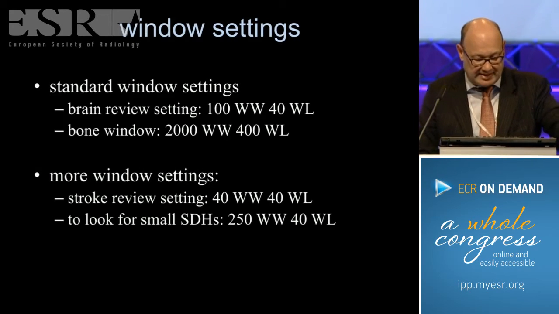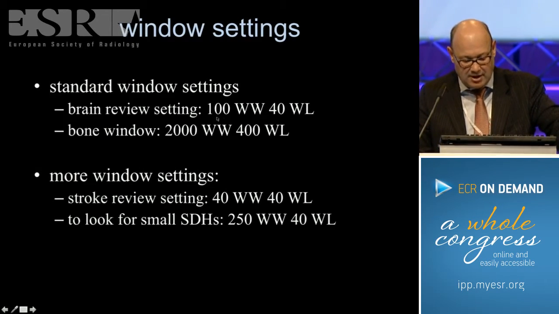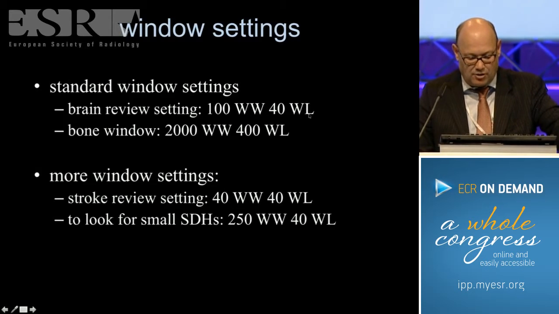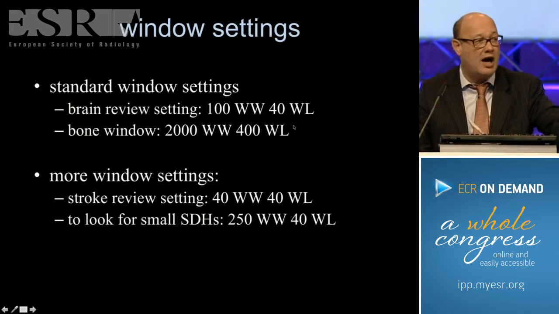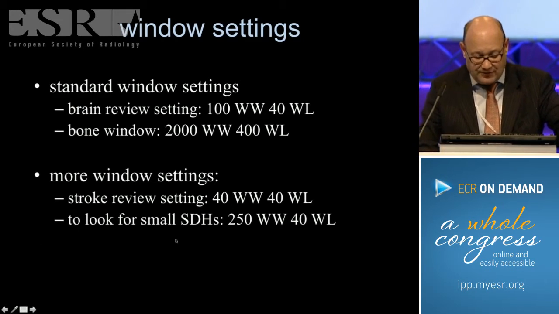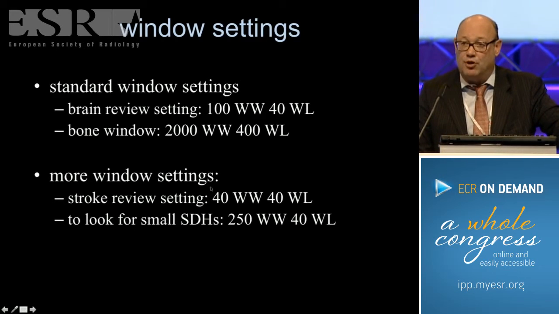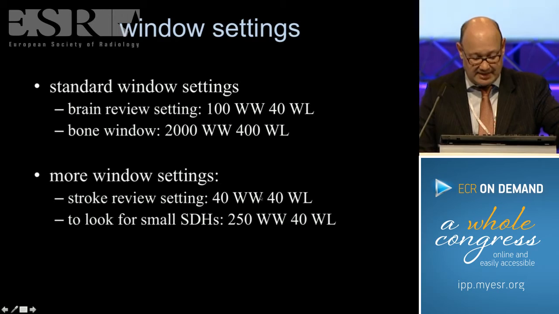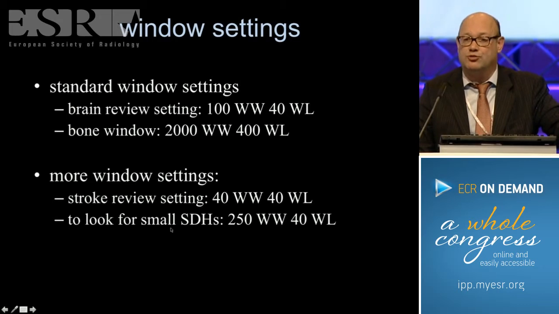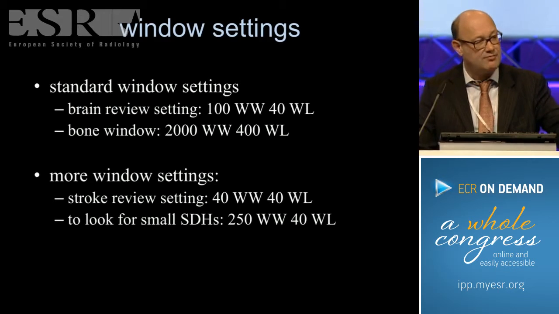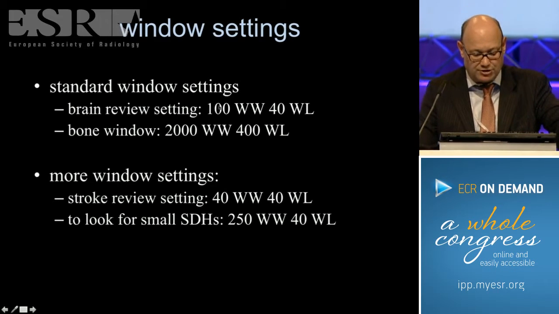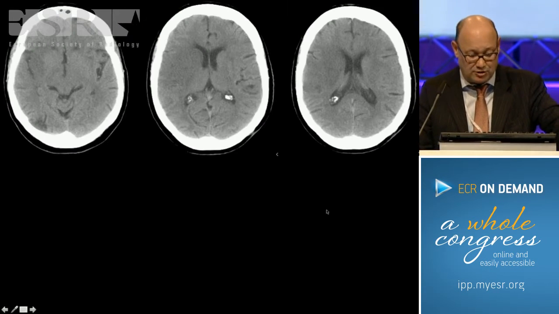These are the standard window settings that are given to you, the brain window settings, with a window width of 100 and a window level of 40. Bone window settings in patients with trauma or when you look for calcifications. But if you look for stroke, it is very important that you use narrow window settings. And you narrow the window width to 40. Or when you look for small subdural hematomas, you should do the opposite and use large window settings. And you change the normal window width of 100 and change it until 250 or something like that, and you will better appreciate the pathology.